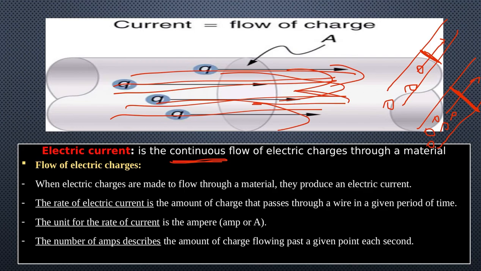So the rate of the electric current is the amount of charges that pass through a wire in a given period of time. Within 1 second, for example, how many charges will pass here? 3 charges. And within 1 second, in the second wire, how many charges will pass? 5 charges. So which one has the higher rate of electric current? The second one. Right? What is the unit used to describe the rate of electric current? It's called ampere.